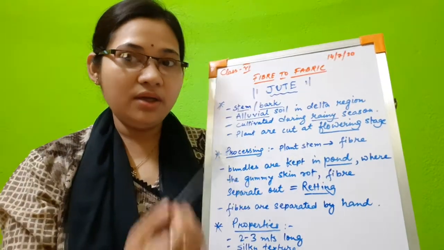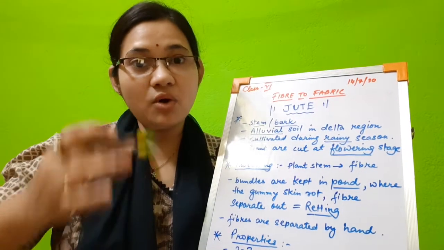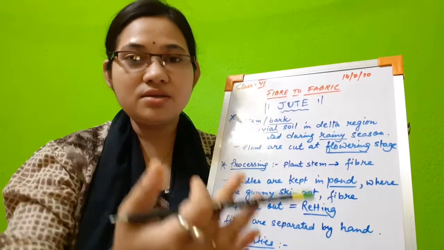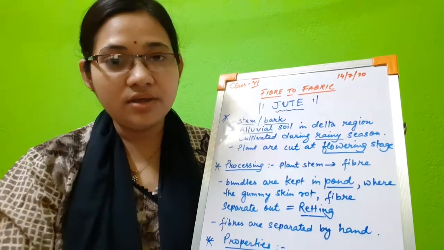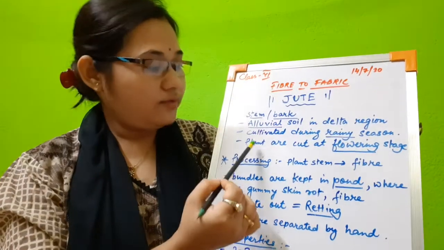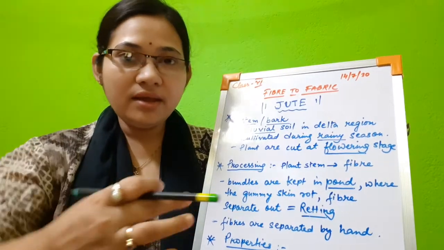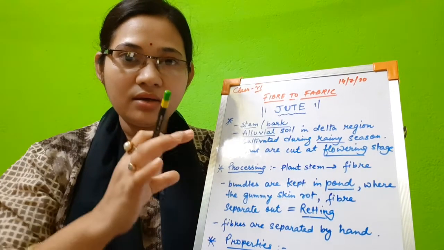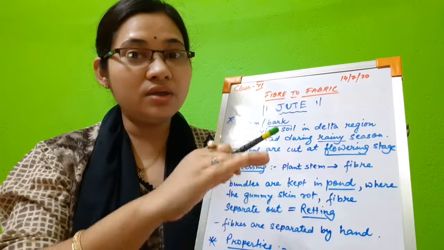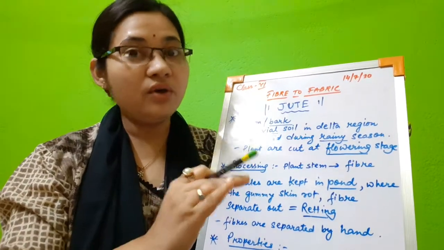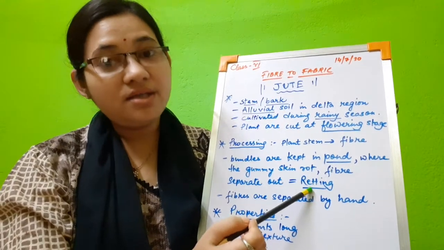After cutting, let us see how it is processed. Processed means how these jute stems or barks are processed to obtain jute fiber. So let us see how this stem is converted into fiber. After the plants are cut at the flowering stage, bundles are made. A bundle of plants is made, and these bundles are soaked in water, or a pond, for a number of days. That process is called retting.